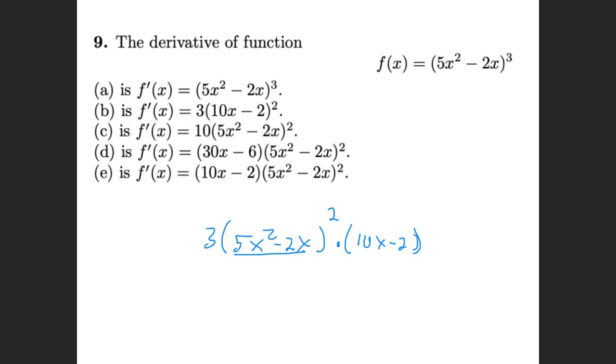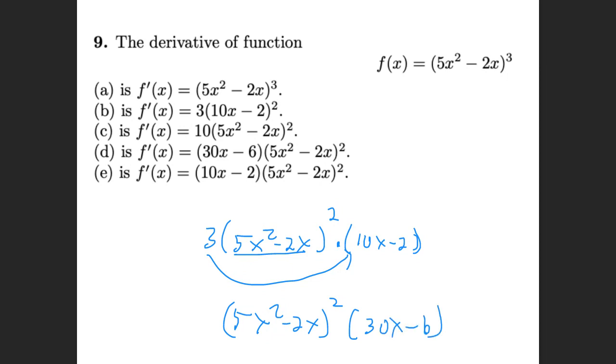Do they have one that looks like that? Oh, they multiplied the 3 through here. So they have 5x squared minus 2x to the second. And then they multiplied the 3 through this parenthesis instead of the first one, which is perfectly fine. 30x minus 6. So it looks like I'm right here. 5x squared minus 2x squared. Right there. That is it.